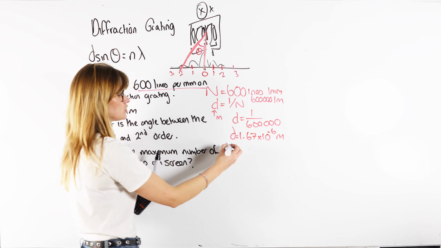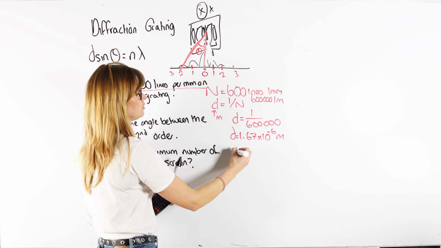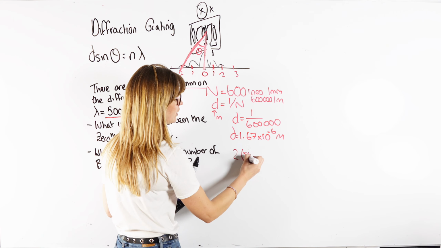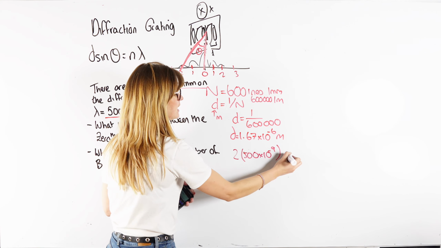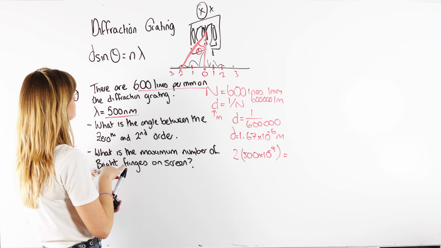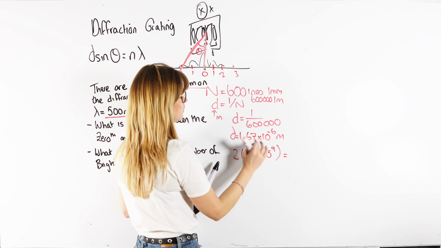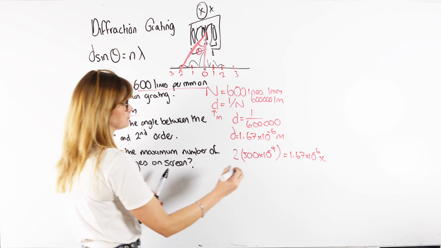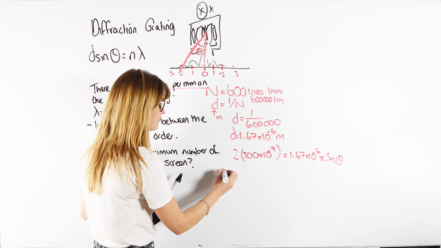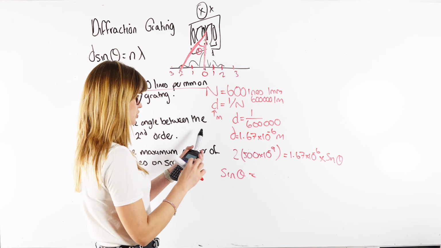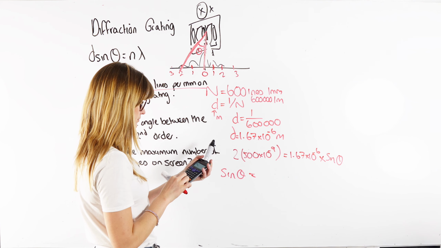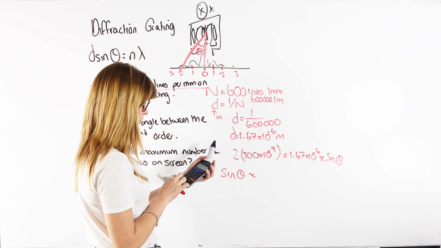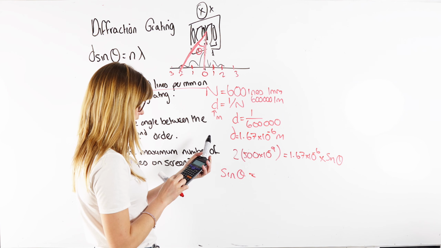I'm looking at the second order, so n is 2. 2 times the wavelength. The wavelength is 500 nanometers. So 2 × 500 × 10^-9 is going to equal d, which is 1.67 × 10^-6, multiplied by sine theta. So if I want to find what sine theta is, I just have to do 2 times 500 × 10^-9, and I have to divide by 1.67 × 10^-6.